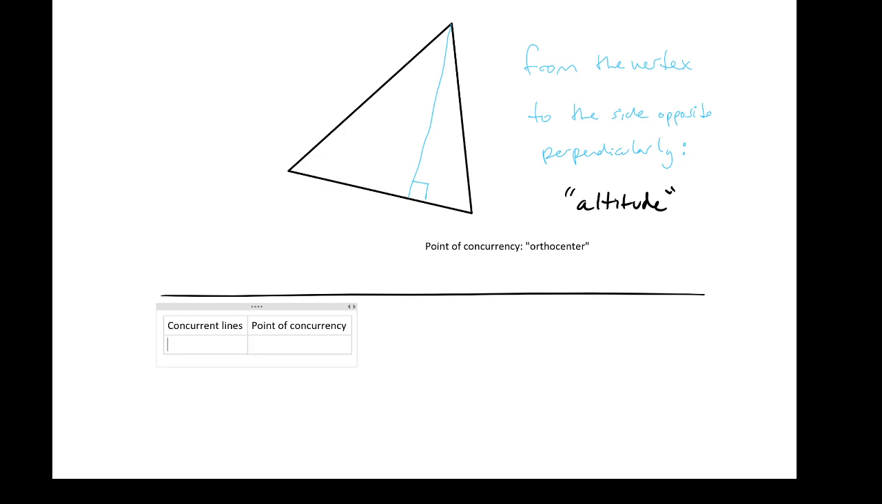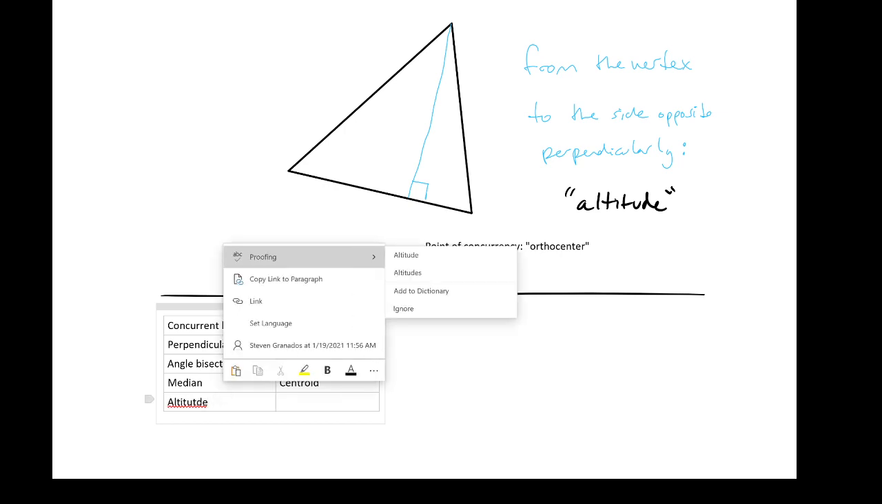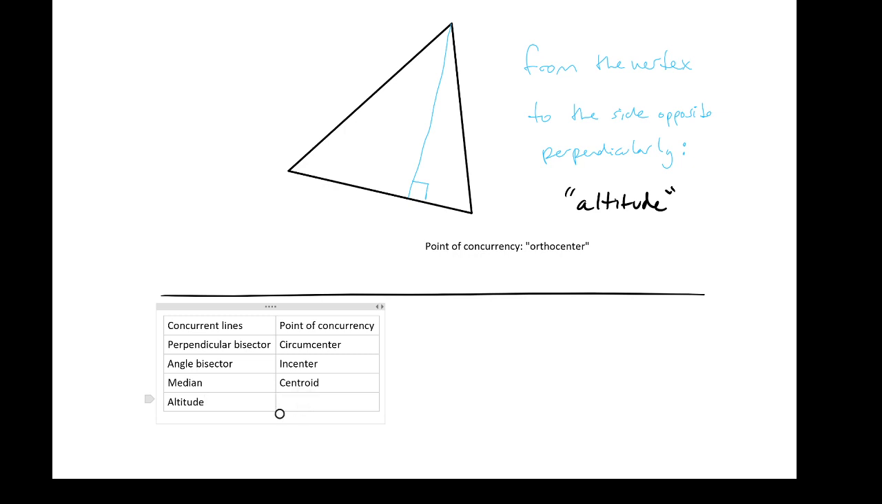Okay. We dealt with the perpendicular bisector, which resulted in the circumcenter. Then we had the angle bisector that resulted in the incenter. Today, we've discussed the median, which resulted in the centroid. And then, of course, the altitude, which we just discussed. Let's go ahead and fix the spelling of altitude. The altitude constructs the orthocenter.